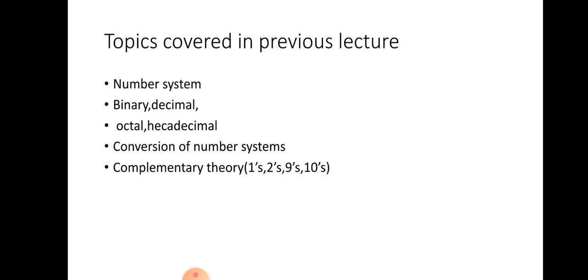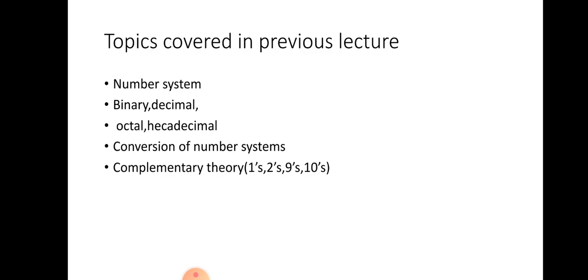Then we have seen the conversion of number systems. This topic was somewhat large, so two videos covered this complete topic, conversion of number systems. In the starting we saw the conversion of binary to decimal, binary to octal, octal to hexadecimal. Then decimal to binary, decimal to octal, decimal to hexadecimal. Then octal to binary, octal to decimal, octal to hexadecimal. And lastly hexadecimal to binary, hexadecimal to decimal, hexadecimal to octal. So all the conversions we have seen in the previous videos.